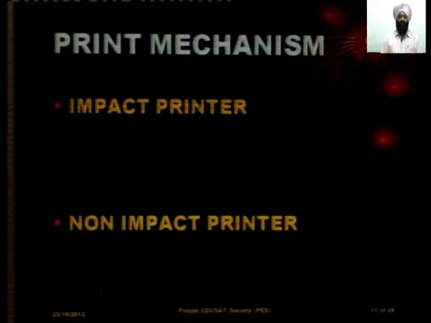Then the print mechanism on the basis of which the printers can be categorized are impact printer and non-impact printer. These are the print mechanisms on the basis of which the printers can also be classified or categorized. On the basis of print mechanism, there are two kinds of printers, impact printer and non-impact printer.